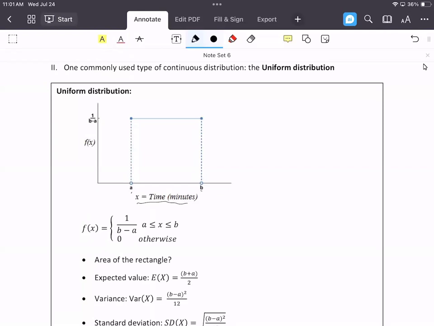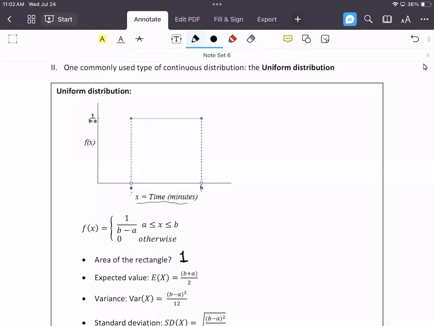So let's say that A was 5 and B was 10. Let's say at 8, that probability wouldn't change. Okay, so how do I find what the area of the rectangle has to be if this is a probability distribution? And hopefully you think, well, if everything's in there, it has to be 1.